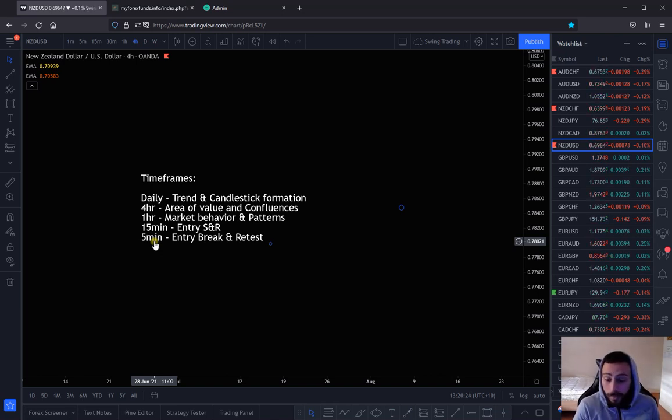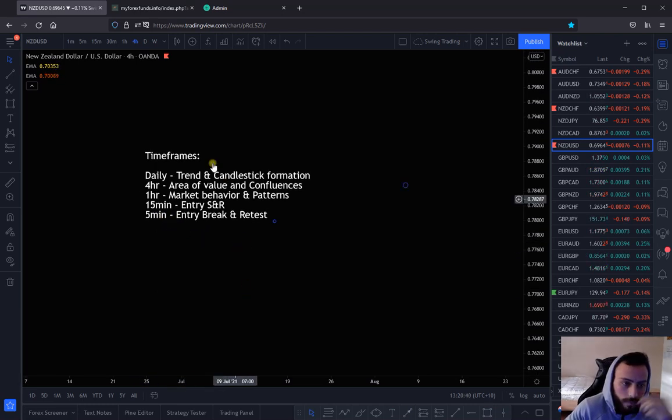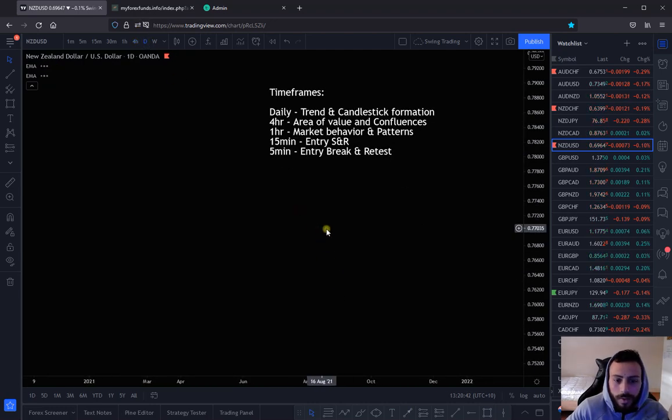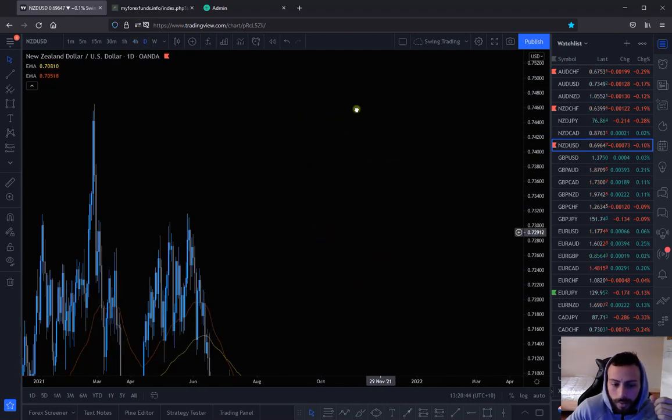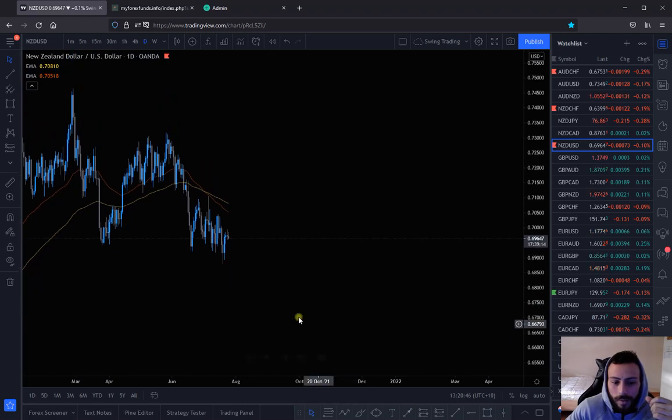Okay, so confluence, before we spoke about as having more reason to take a trade. But there's also confluence in your timeframes, making everything look at the same picture. The second everything lines up and says, okay, everything's looking for a sell, we can actually take the position from there. Okay, so first things first, daily timeframe. On a daily timeframe, there's two things we look at: we look at the trend and we look at candlestick formation.